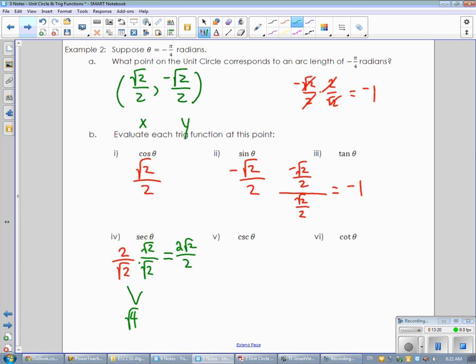Notice that I have a whole 2 and another whole 2. I have a whole 2 on top and a whole 2 on the bottom. Those are going to reduce to 1, and so my final answer is simply the square root of 2.